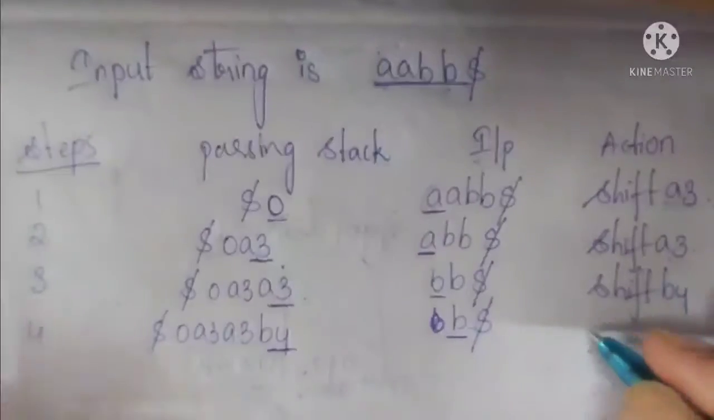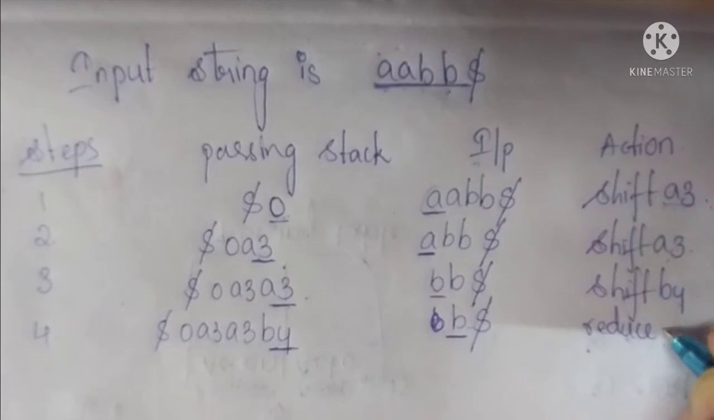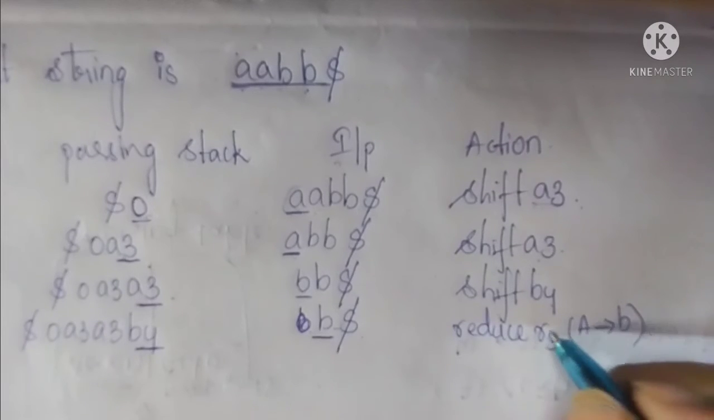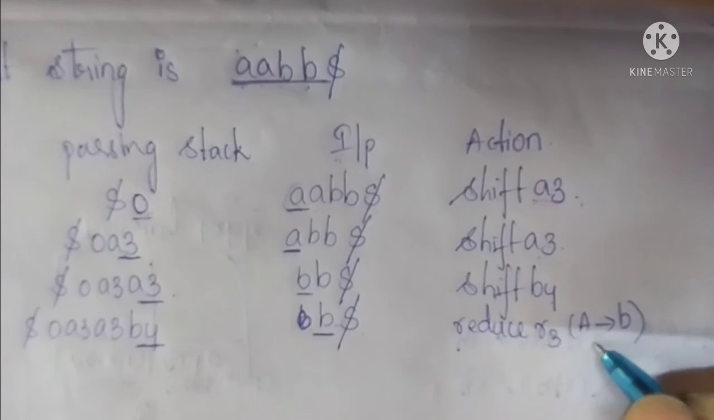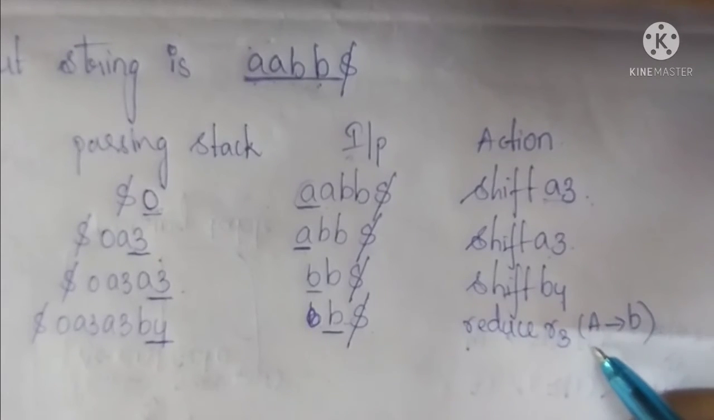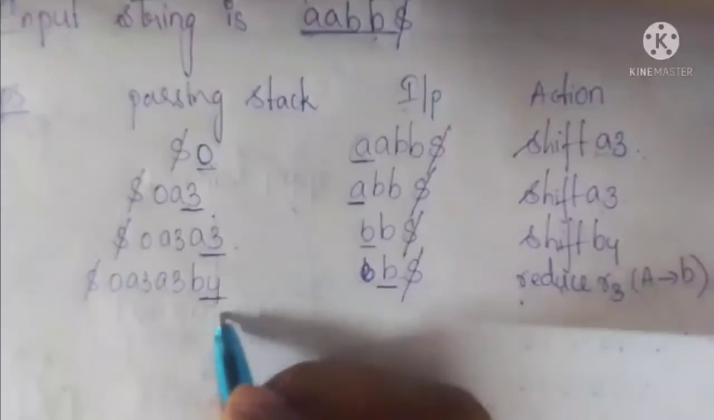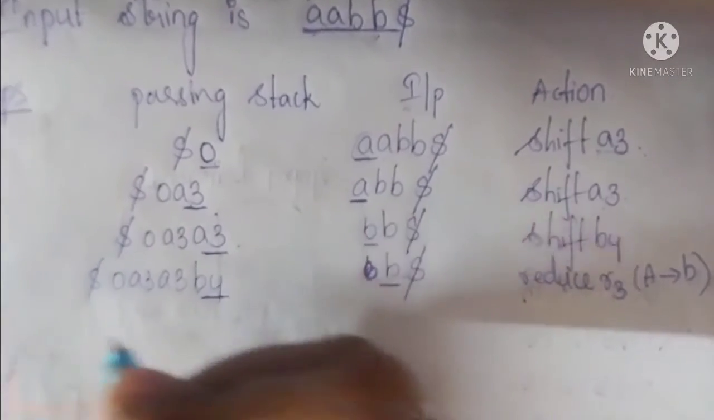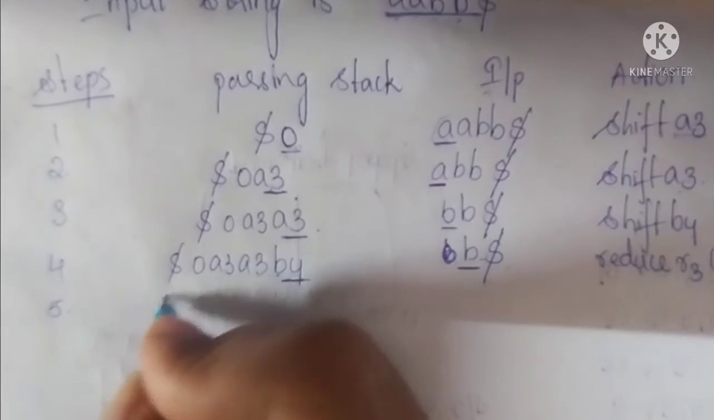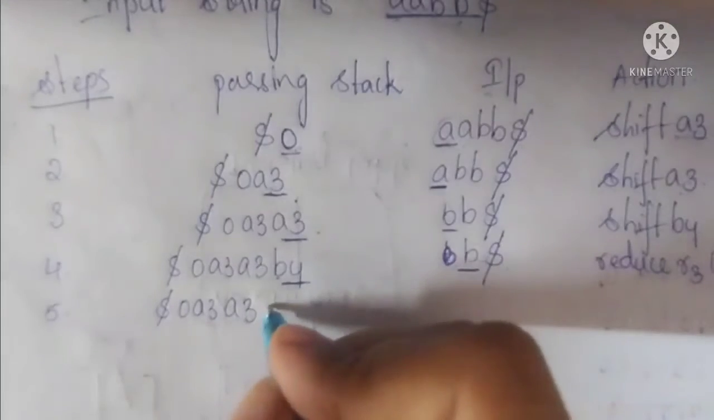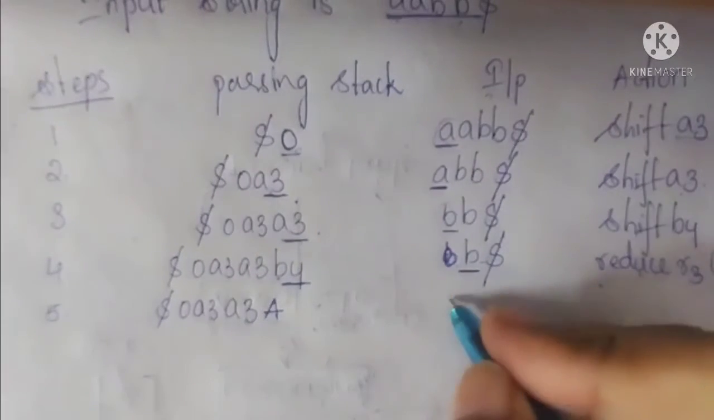So you have to write reduce R3. What is the production of R3? A tends to B. A tends to B is the R3 operation, meaning in the place of B you have to substitute A. So in this production, in the place of B you have to substitute the A. So step 5: $0 A3 A3. In place of small b I am substituting capital A, then B dollar.